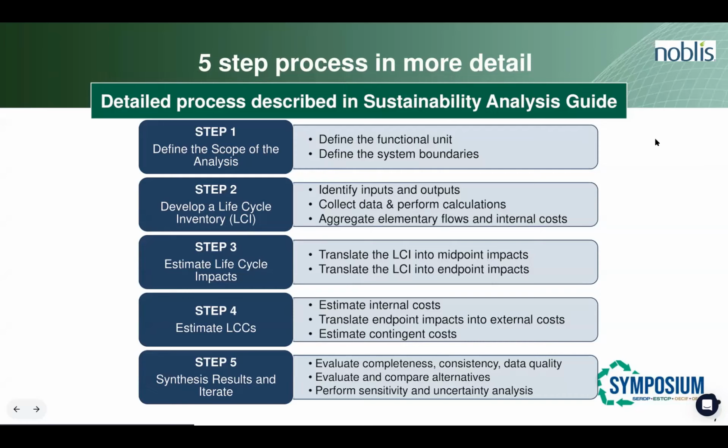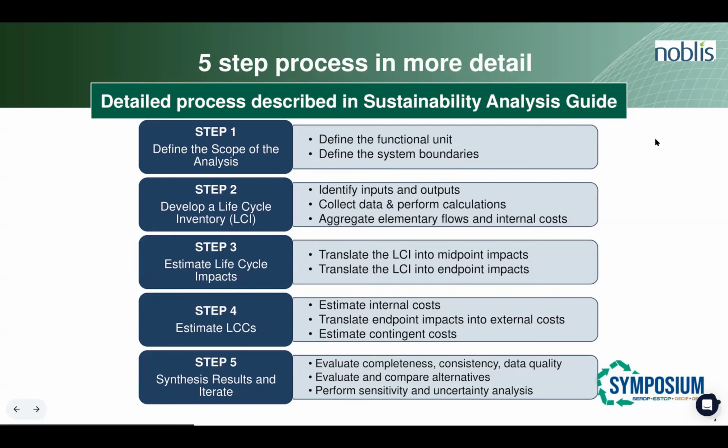Then we get into lifecycle impacts. And this is where we translate that inventory into environmental human health impacts and the life cycle cost step. This is where we begin to quantify those different buckets of costs. For example, we talked about internal costs, contingent costs. Contingent costs have a probability. So what's the probability associated with a contingent cost, future possible costs, and then synthesizing these results and iterating.